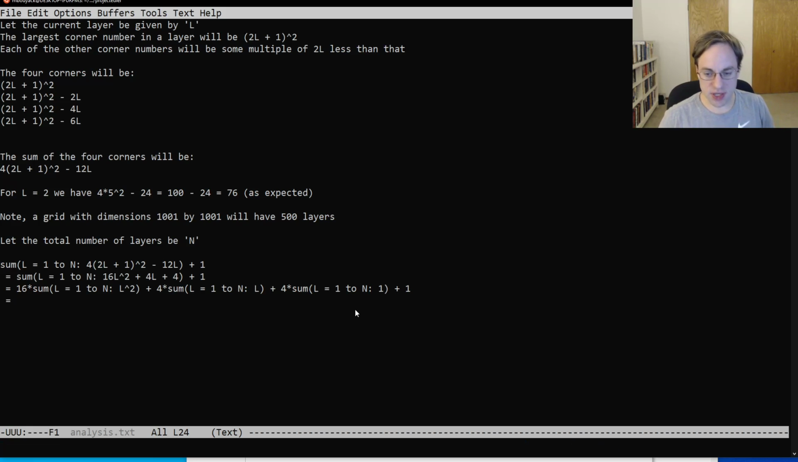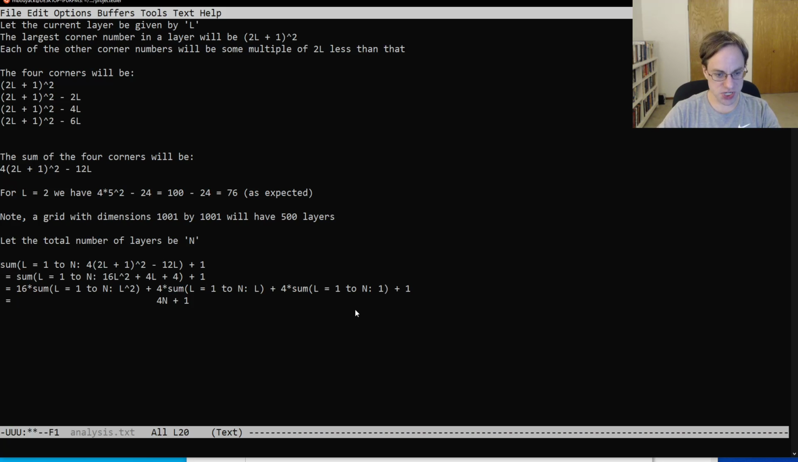Okay, now fortunately, we have a closed form for each of these sums. The easiest, obviously, is going to be this last one here. Since it doesn't depend on the value of L, this is just going to be 4n plus 1.